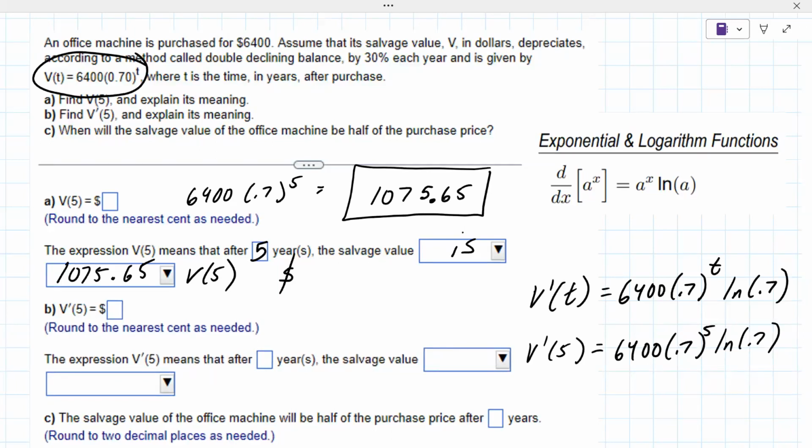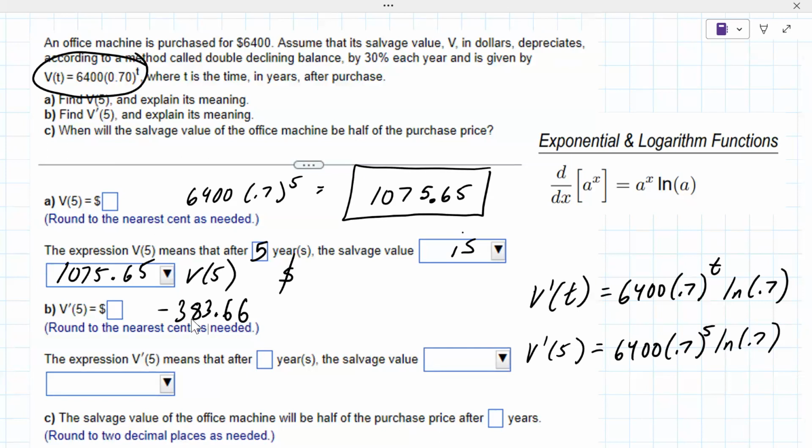And rounding to the nearest cent, it is negative 383.66, is what I've got. You might wonder, why is it negative? It's because it's going down. The value of the office machine is decreasing. It's going down, down, down. Which is the change. Changes can be negative.